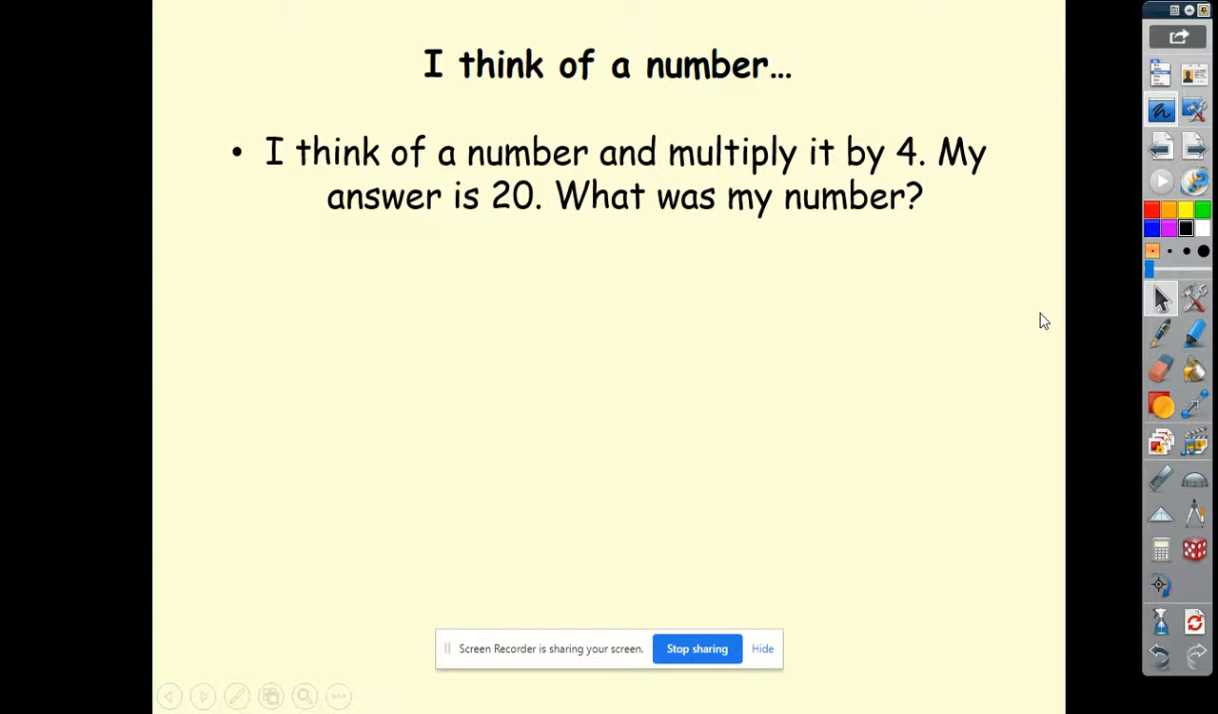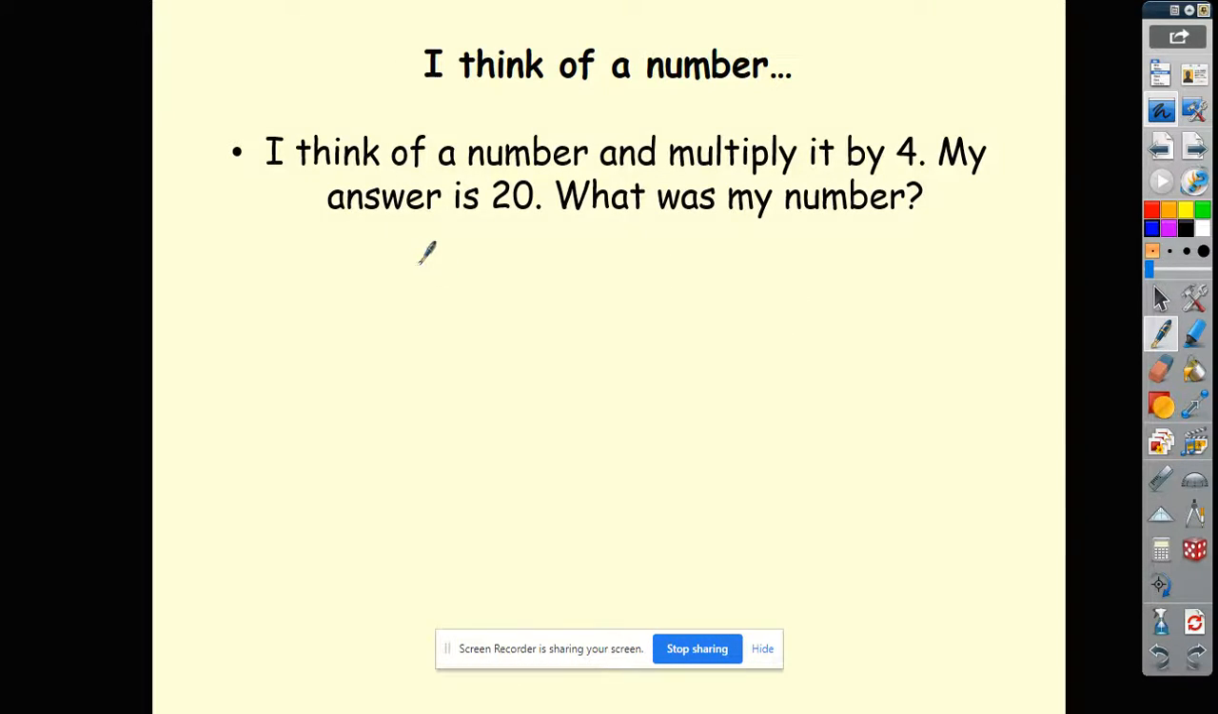Okay, so I'm going to think of a number, I multiply it by 4 and my answer is 20. So what was my original number? A little bit of a puzzle for you. So how am I going to solve that? Well, to start with, I don't know what number you're thinking of, so I'm just going to put in a box here. Okay. So there's my number. I don't know what it is.